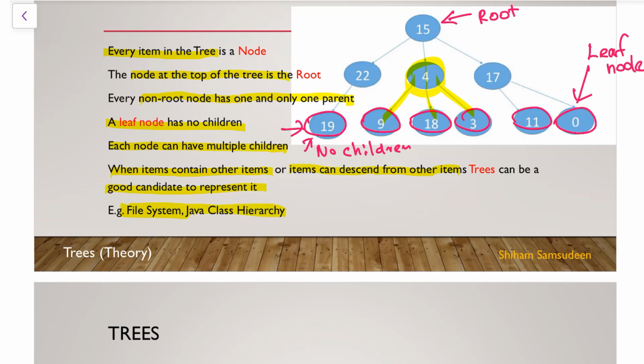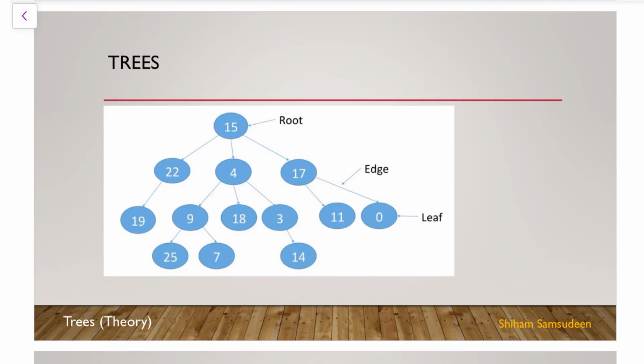And then for Java, you have class hierarchies, right? There could be a common class called Object, and then you have specific classes like Exception, and from there you have specific exceptions, right? So there's a hierarchy of classes. So that is also a good application of the tree. These are the things that we already discussed. This is the root node, this is an edge, and the last node, which doesn't have any children, is called a leaf node.